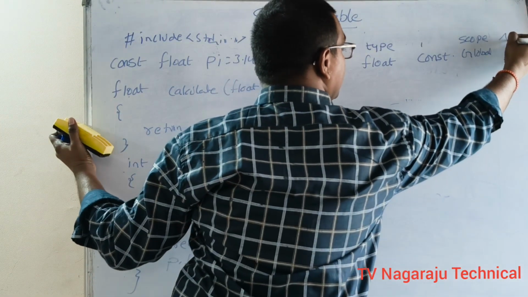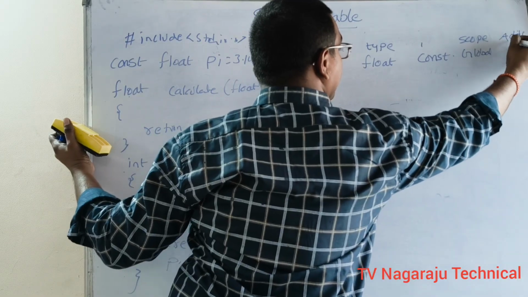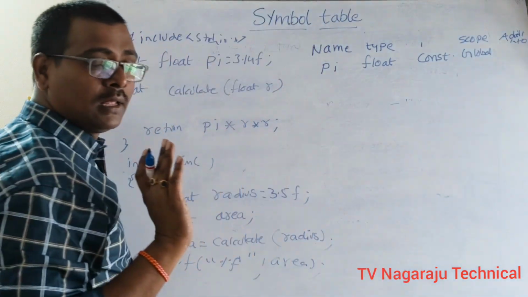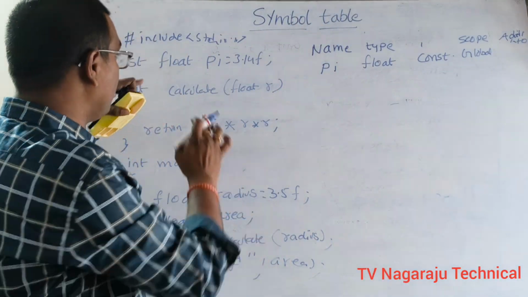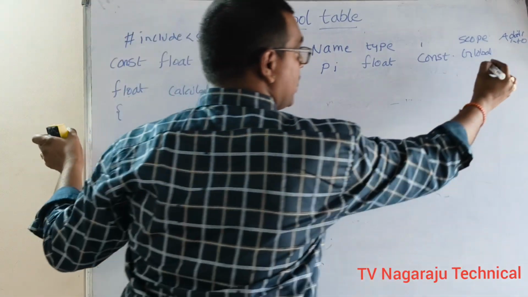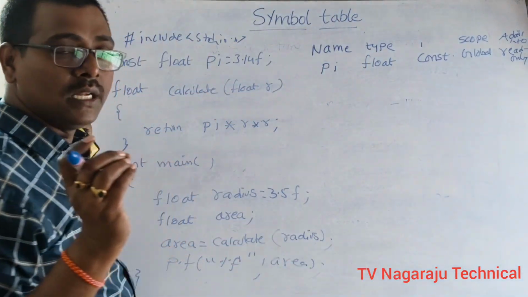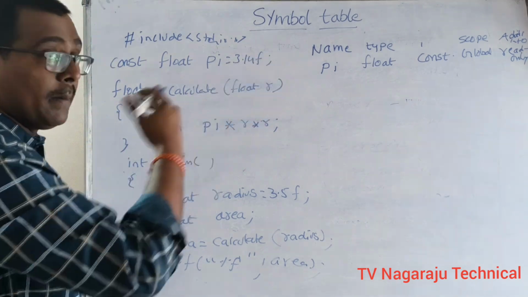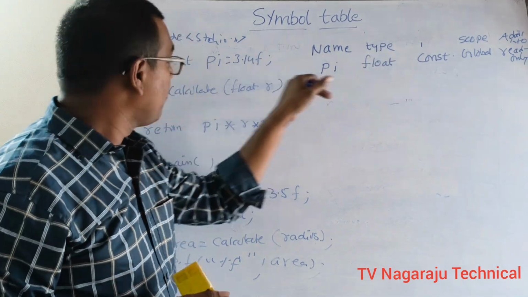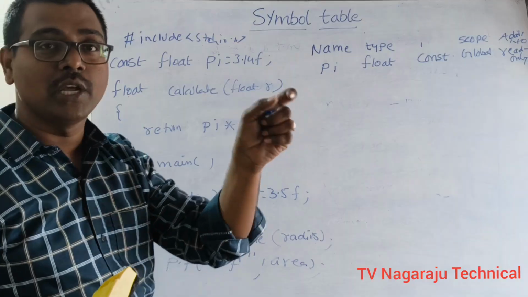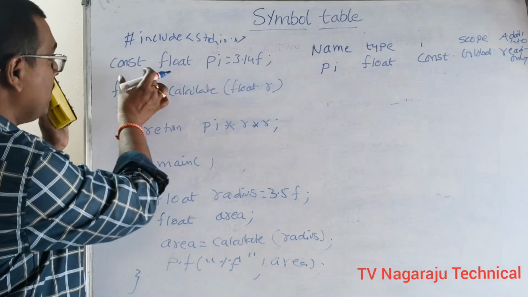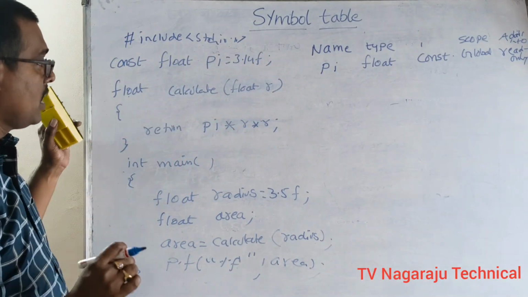If you have some additional info, you can write it also, depending upon the variable. For example, this is a constant. What is the additional info? This is read only. Like this, the memory location where it is stored. By default, it is an auto variable, stored inside the memory. If it is a register, we write the memory location as register.